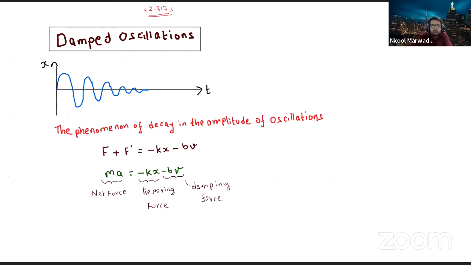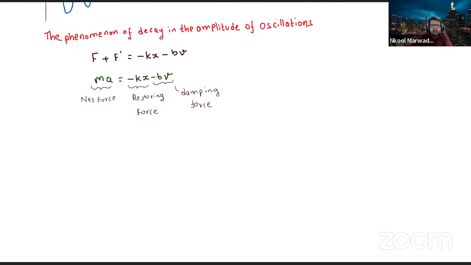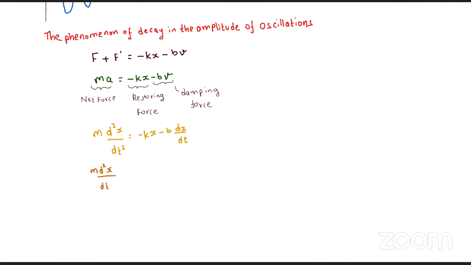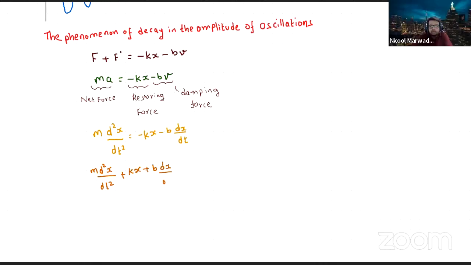Now we can do some mathematics around it, because we got an equation and we can play with that. Mass is a constant, so I can write it as it is. Acceleration is the double derivative of the displacement, d2x by dt square, minus kx, and velocity is dx by dt. Now I can take all the terms to the left hand side. I will get m d square x by dt square plus kx plus b dx by dt equal to 0.